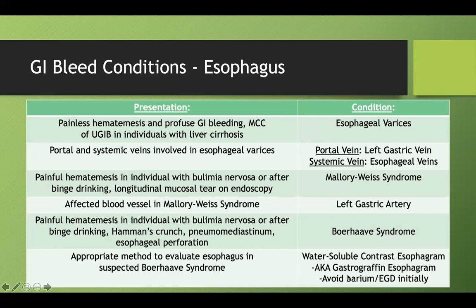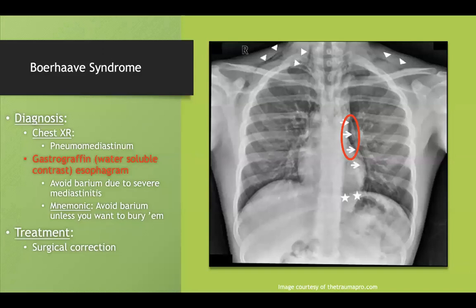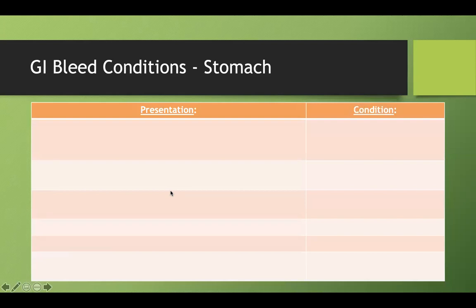They don't want you to do barium right away, because if you put barium in right away and it gets into your mediastinum, it can actually cause a life-threatening mediastinitis. They also don't want you to initially do an EGD if you suspect Boerhaave syndrome, because you might actually worsen the perforation. So that's something to keep in mind. And I mentioned this in the esophagus lecture as well, so you can take a look at that if you'd like.